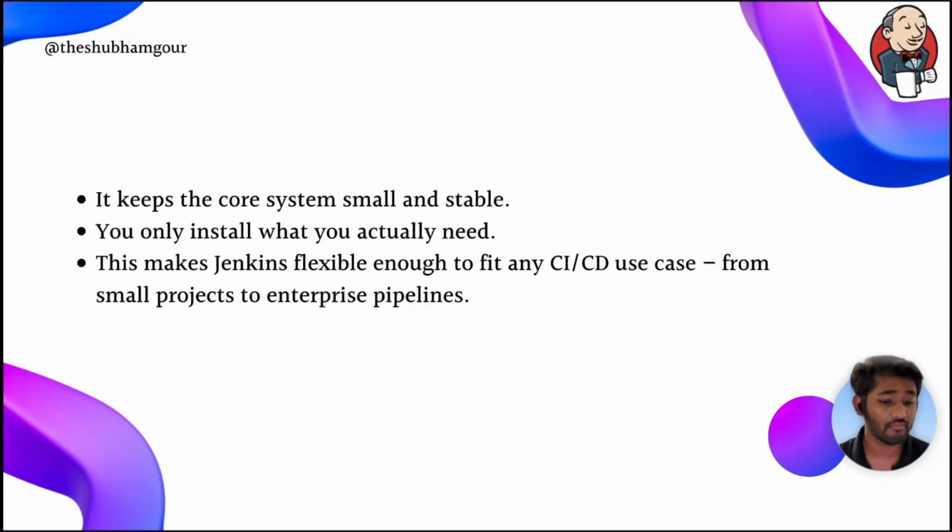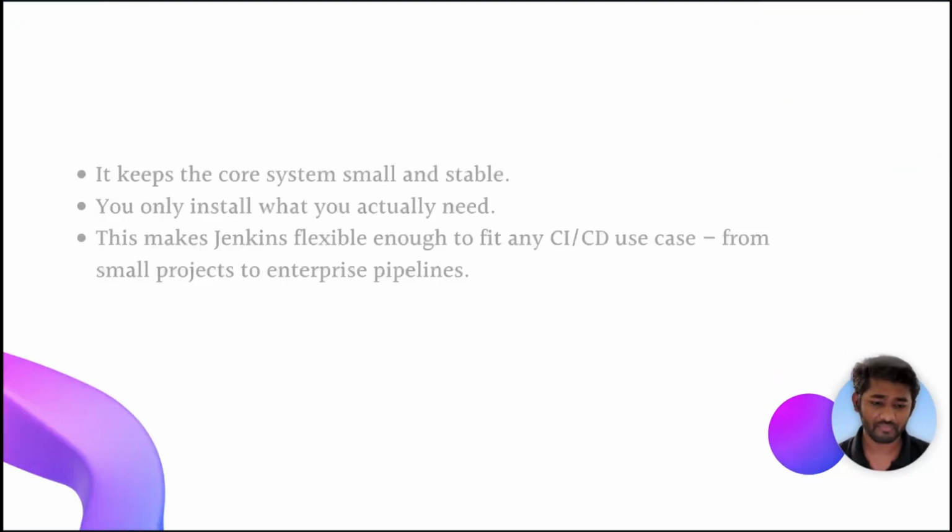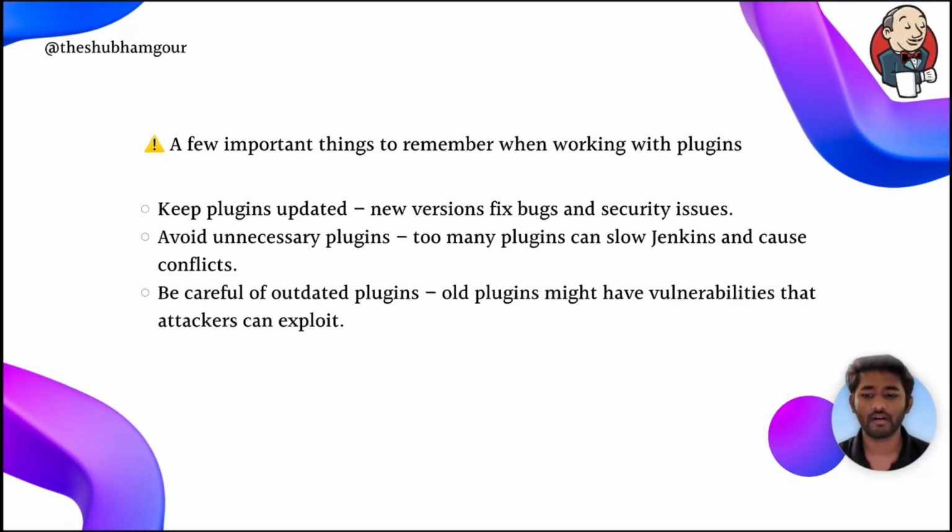If you remember, during the installation it gave us two options: install suggested plugins or install manually. We just installed the plugins suggested by Jenkins, which come by default. This makes Jenkins flexible enough to fit any CI/CD use case, from small projects to enterprise pipelines. That was the basic reason for me covering this topic, because as we further enhance the current project, or whatever projects we build in the coming videos, this topic will come up repeatedly, since there will be multiple plugins that we are going to install. That's the reason for creating this video.